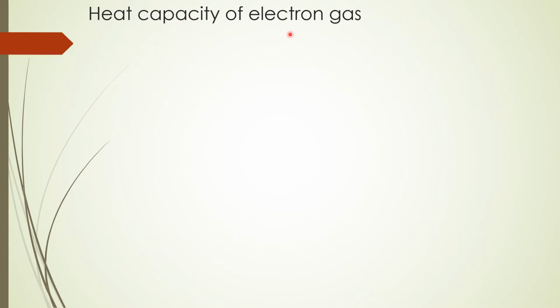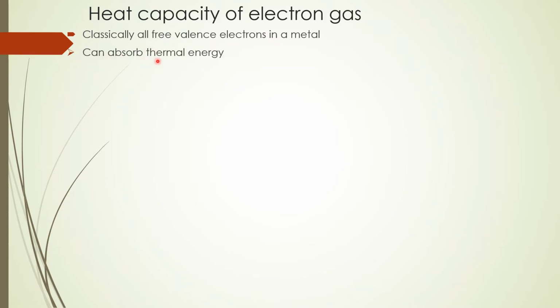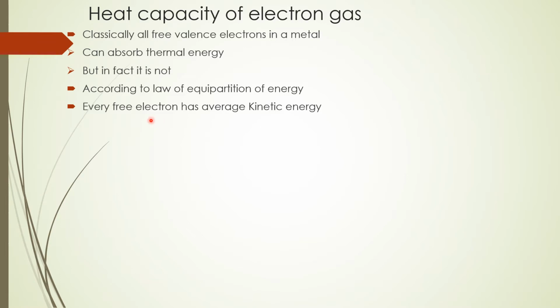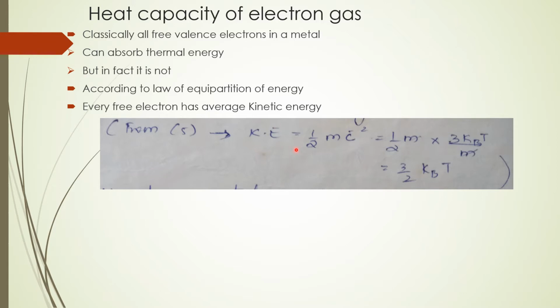Heat capacity of electron gas. Classically, all free valence electrons in a metal can absorb thermal energy, but in fact it is not so. According to the law of equipartition of energy, every free electron has average kinetic energy, which can be given as half m c bar square. Substituting c bar as the root of 3kT by m, we get the kinetic energy as 3 by 2 kT.